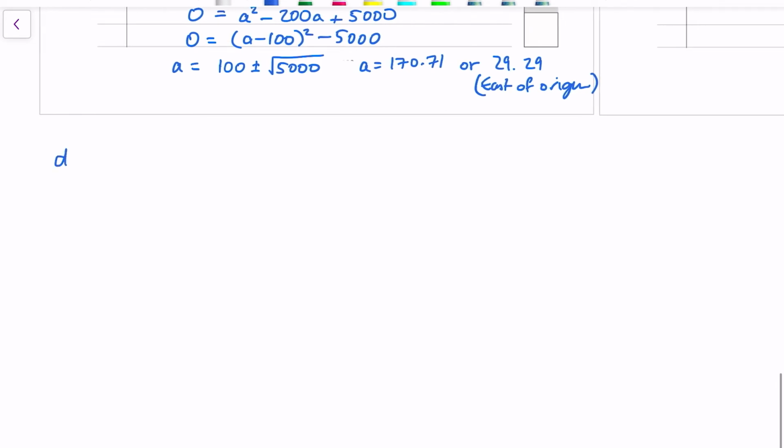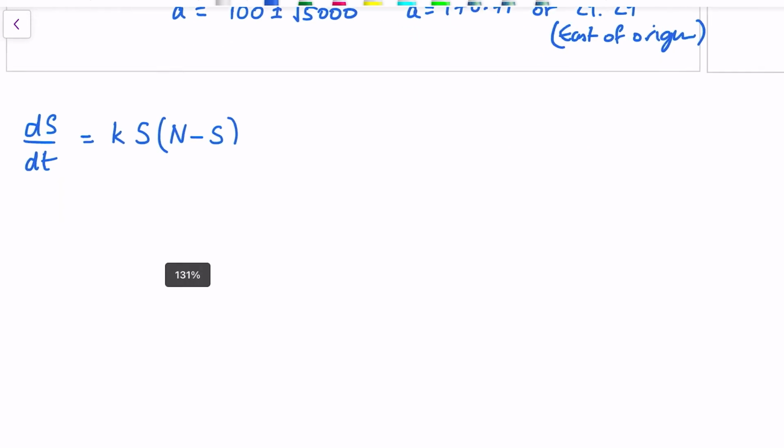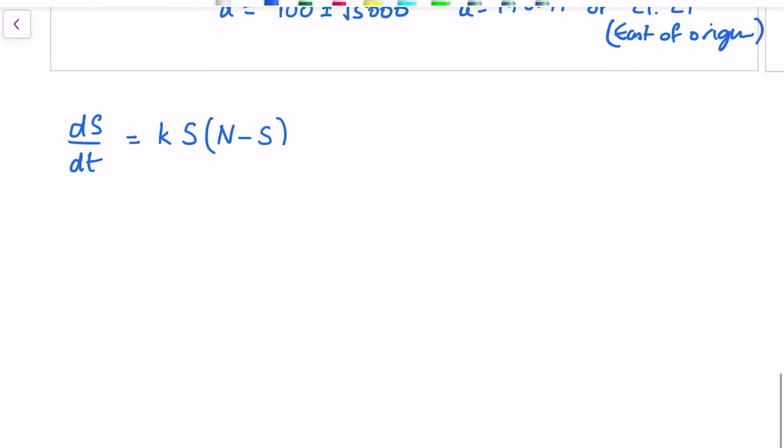We've got dS/dt equals kS times (N minus S). Okay, if you didn't have the solution, we would need to do this method. We would drop the factor 1 over S(N minus S) down underneath the dS, bring the dt up, so we'd separate the equation.